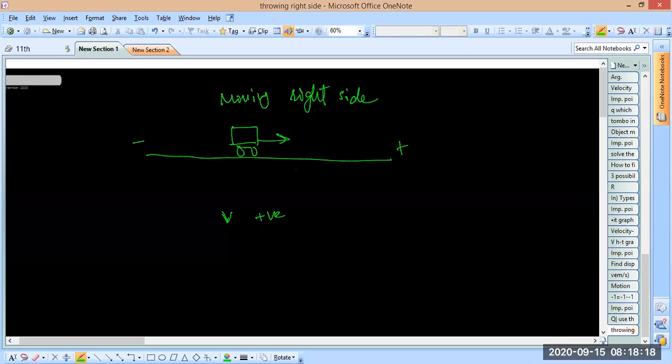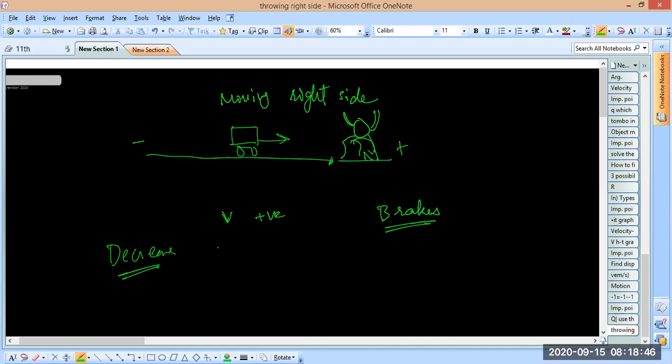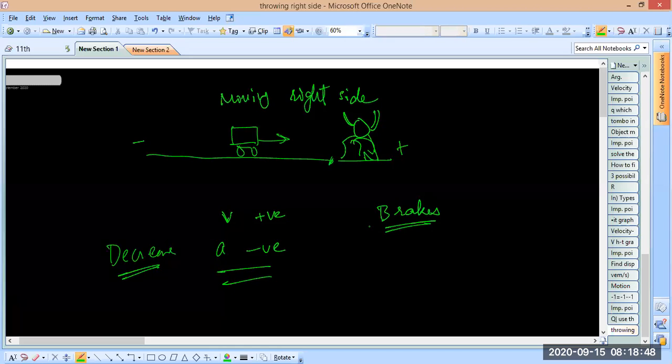But let's say that here there is a bump on the road, or even worse, a cow. Obviously the driver will apply brakes. In that case, the driver will try to decrease the velocity. I'm sure you understand that. So there the acceleration will be negative. When brakes are applied, the acceleration will be negative.